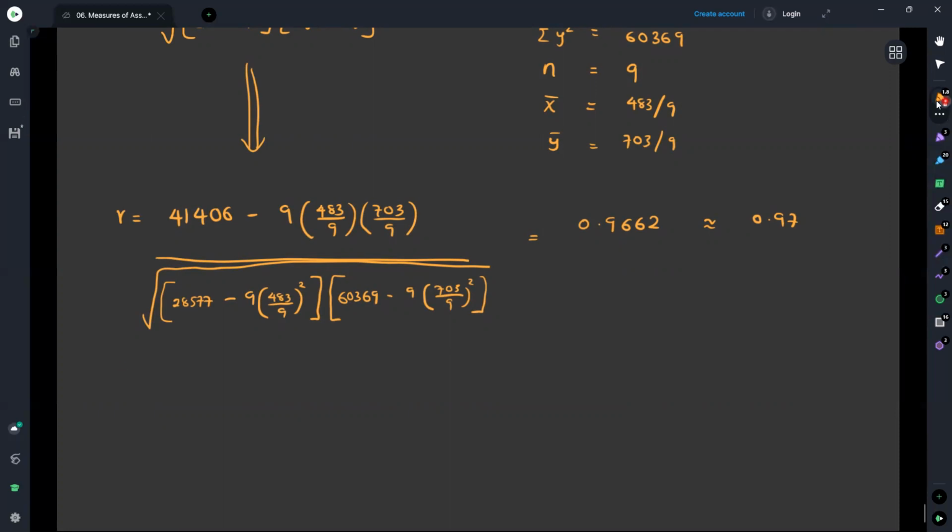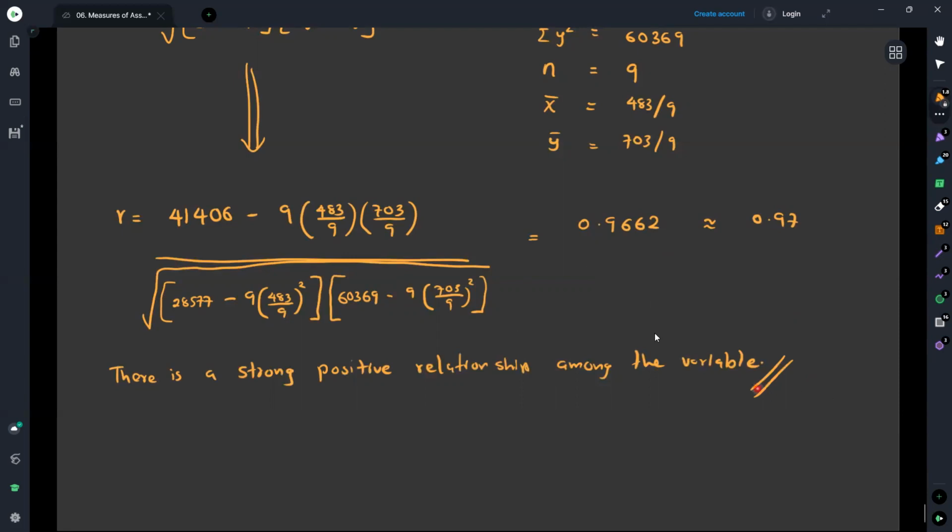Therefore, we can say that there is a strong positive relationship among the variables. Therefore, this is how we are commenting on the answer that we are getting under the Pearson's correlation coefficient.